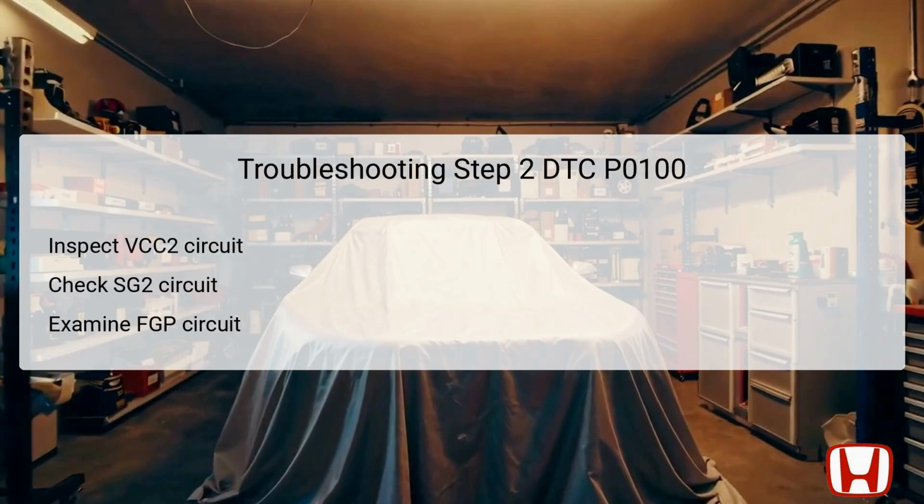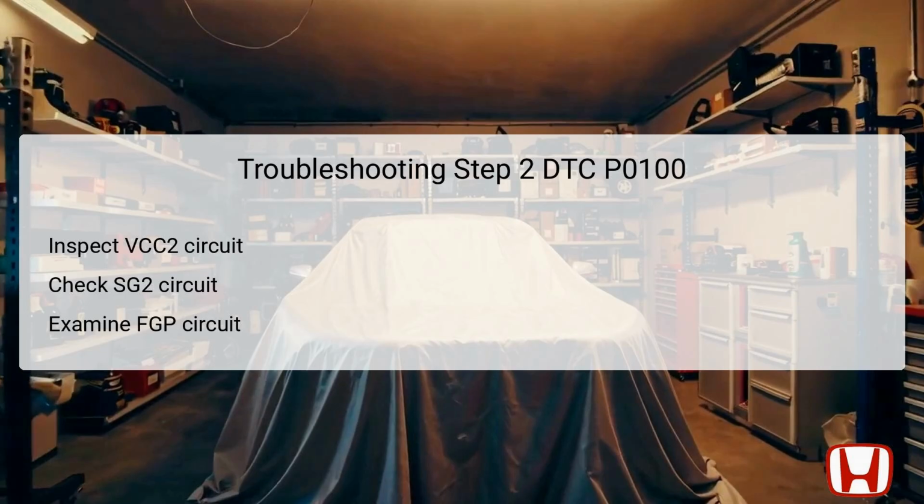The next step involves a thorough inspection of the external circuits, specifically VCC2, SG2, and FGP. The VCC2 circuit is the power supply that feeds voltage to the MAF sensor, and it should be inspected for any open or damaged wiring that could disrupt power delivery.